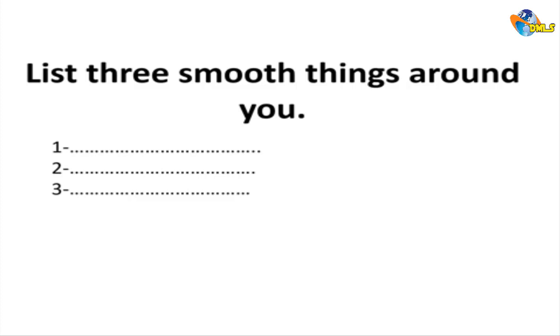Now I want you to list 3 smooth things around you. Look around you and tell me, or touch anything around you and tell me 3 smooth things. The book is smooth, yes. The glass is smooth. And our hand is smooth. Yes, okay.